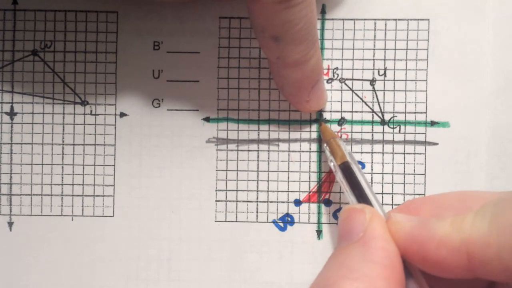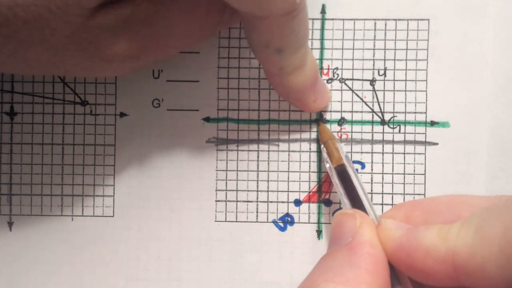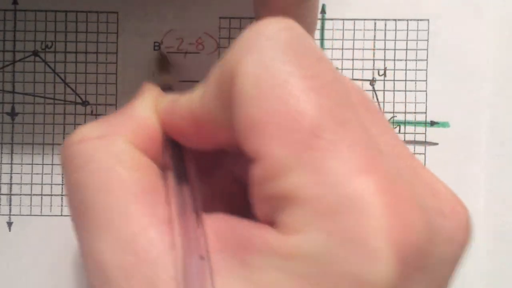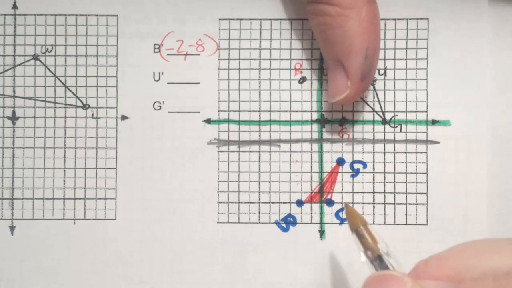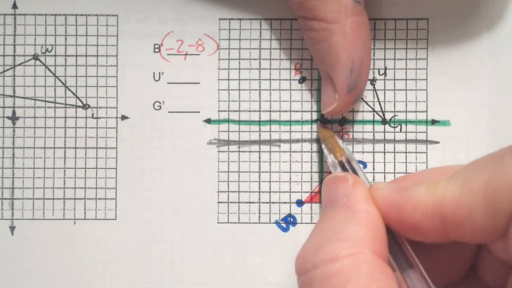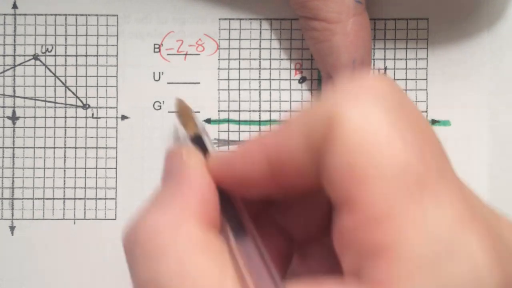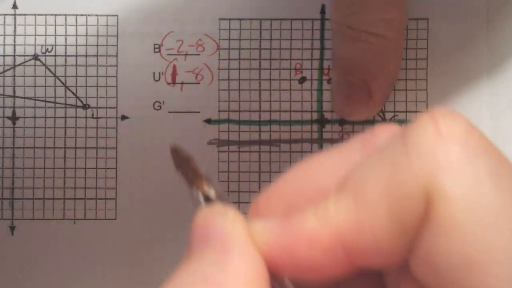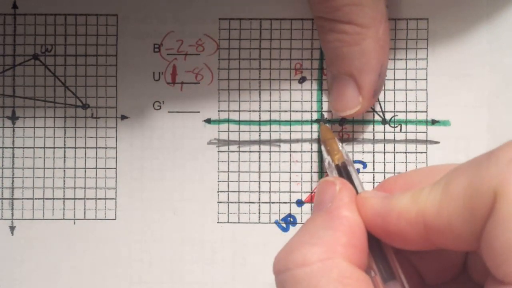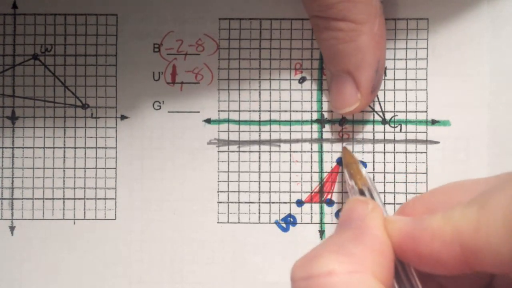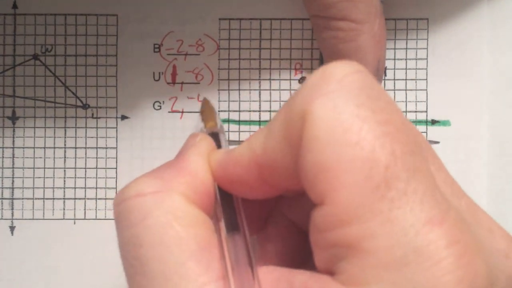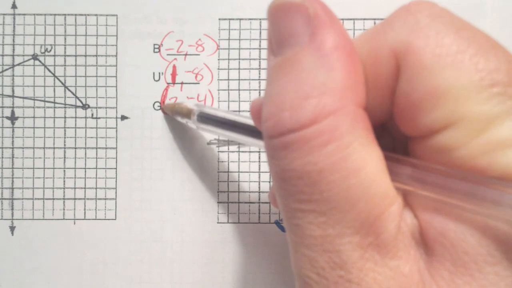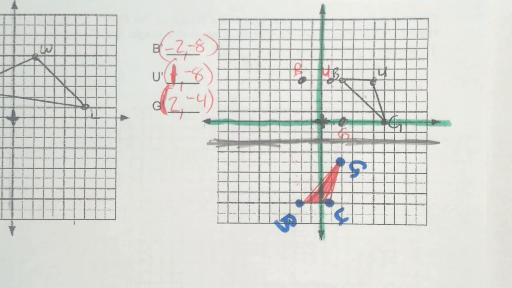All right, so that is B is -2, -8. So -2, -8. And then my U is +1, -8. So that's 1, -8. Okay, and my G is +2, -4. So +2, -4. And those are the coordinates. All right, sweet.